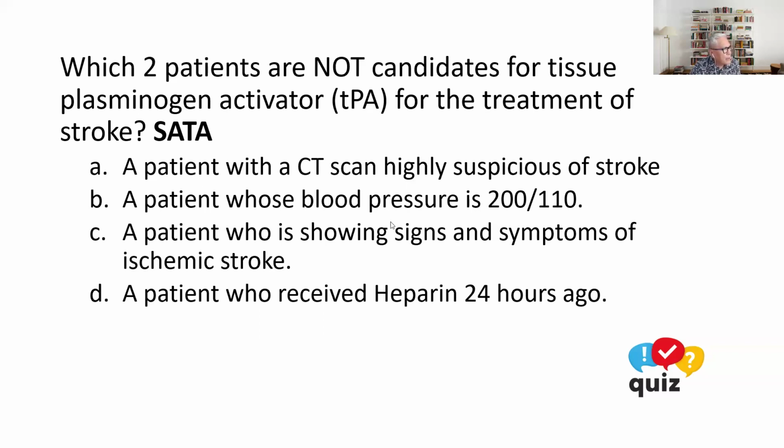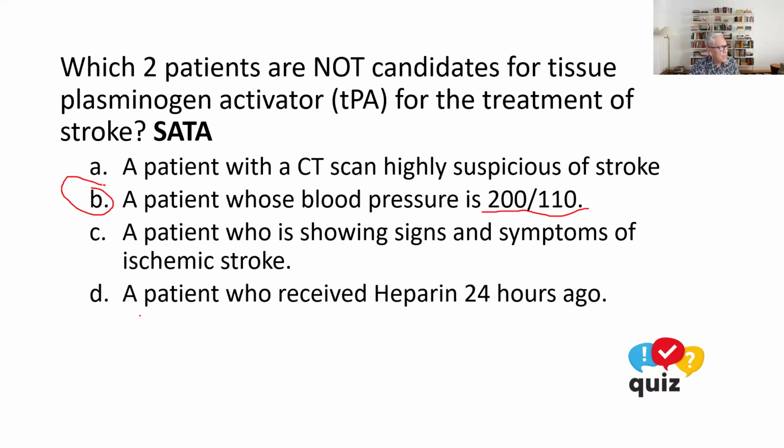Okay, so remember that we give TPA for anybody who has got an ischemic stroke, right? So we would not give it if the blood pressure is above 185 over 110. So this would be a contraindication.